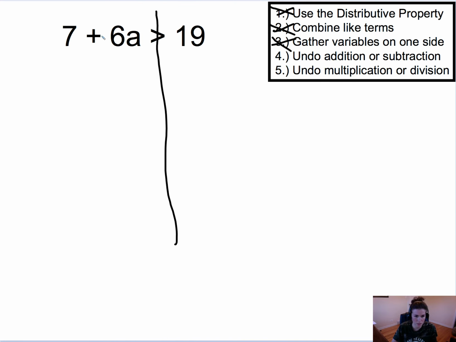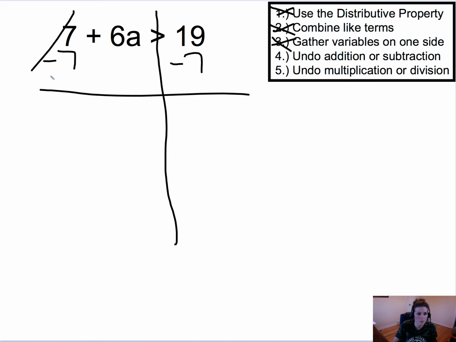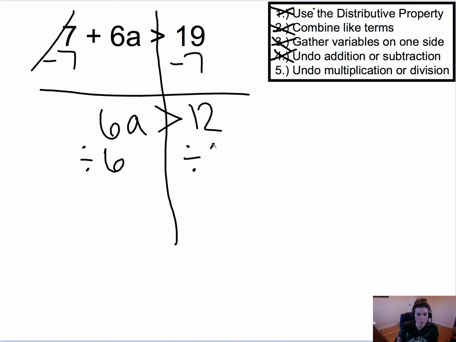Well, the 7 is attached with addition, the 6 is attached with multiplication, so I want to undo the 7 first. Since it's a positive 7, I will subtract 7 on both sides. The 7's cancel. I bring down the 6a, bring down the sign, and then 19 minus 7 is 12. And the last step, undo multiplication or division. We've got multiplication, so we need to divide by 6 on both sides.